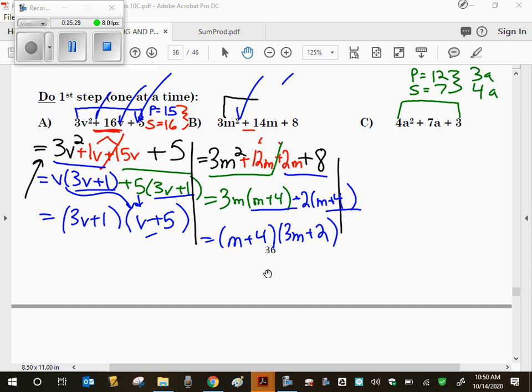I'll put the 4s together and the 3s together. You don't have to. Well, look at me like you're done. So 4a squared plus 3. And then this 7a is going to turn to 4a plus 3a. Now, go ahead and finish it off. Slice and dice.